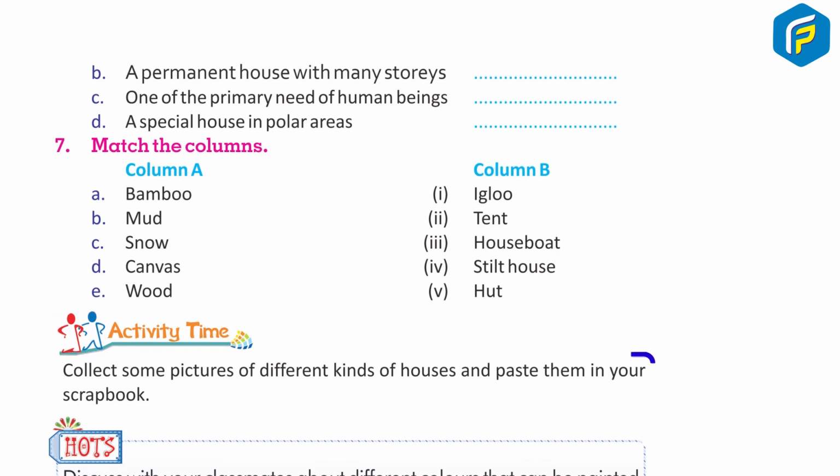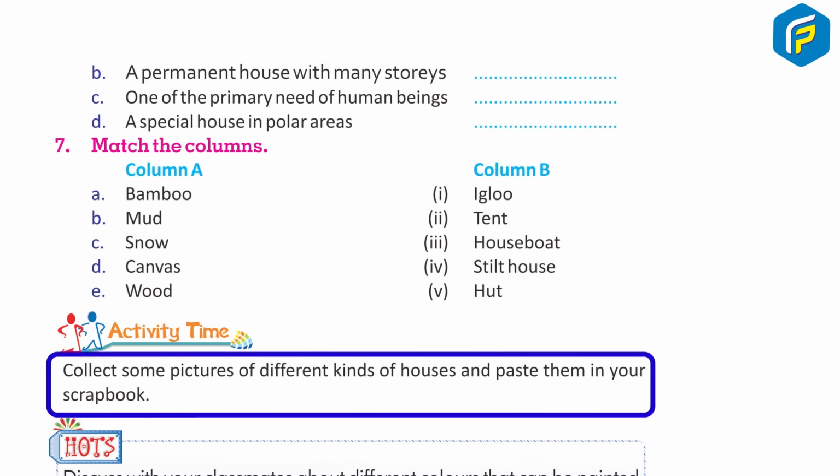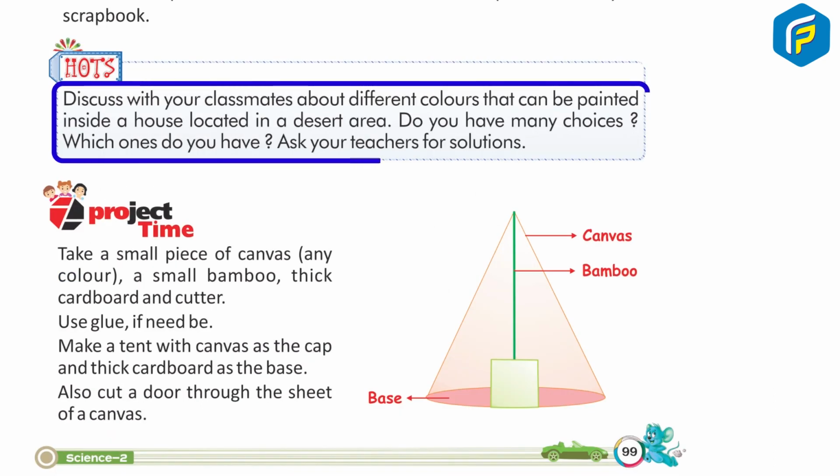Activity time. Collect some pictures of different kinds of houses and paste them in your scrapbook. HOTS. Discuss with your classmates about different colors that can be painted inside a house located in a desert area. Do you have many choices? Which ones do you have? Ask your teachers for a solution.